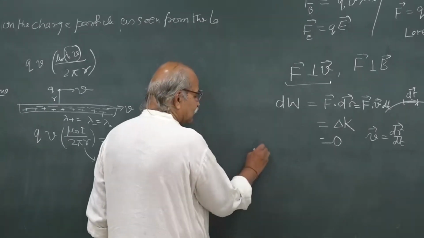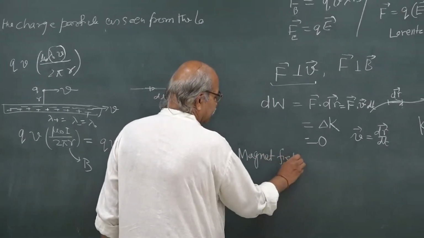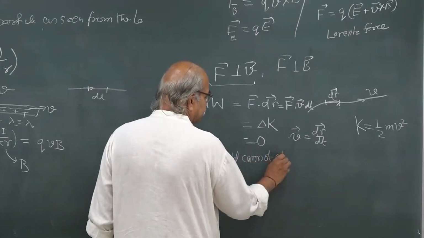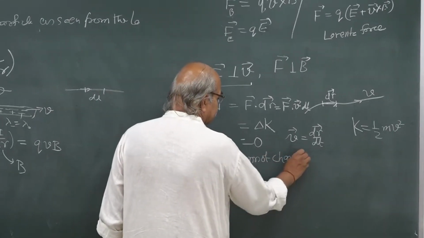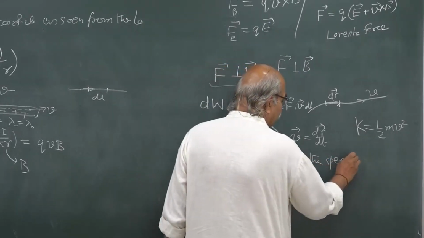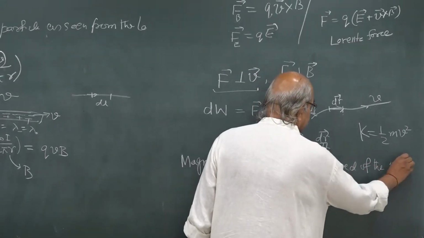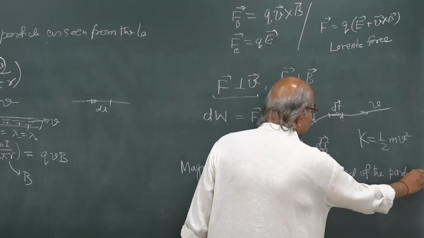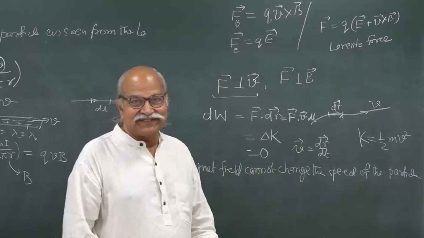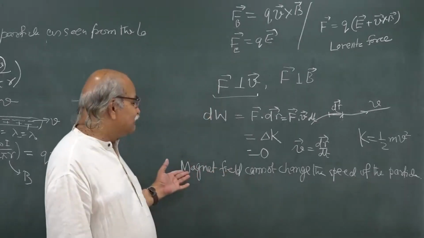So, magnetic forces or magnetic field cannot change the speed of the particle. It cannot speed up things, it cannot speed down things, the speed remains same under magnetic fields.